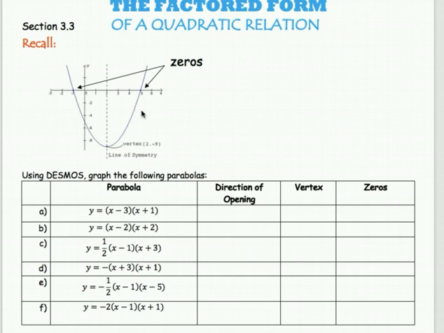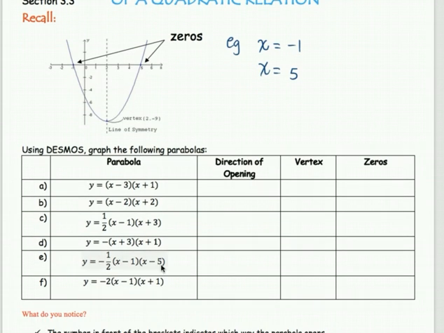So what you want to do here is write down the zeros. For this example here, if I say write the zeros down, you will write x equals -1 and x equals +5. Okay, so those are the zeros for this specific graph here. So I want you to go through in Desmos, plug in the equations, and then just fill in this table. Does it open up or down, and then the vertex and the zeros, okay? And then I want you to see if you can make a conclusion.